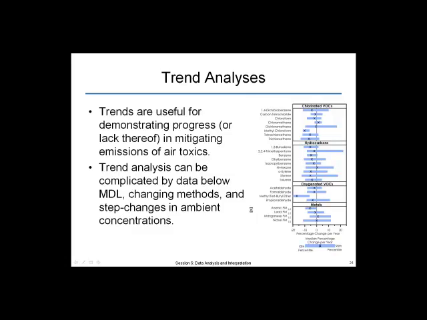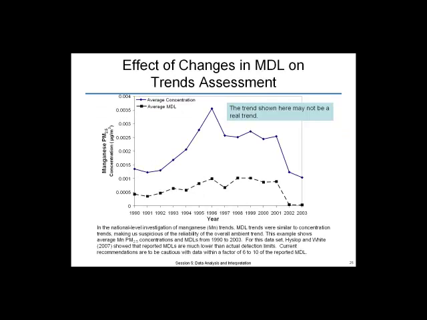Okay, sorry. There we go. One of the things that came out of our trends analysis, however, was that you can't just look at your ambient data. You need to also look at the detection limit information that's available. As we were looking at some data, we came across this graphic showing manganese in particulate matter, PM2.5, the concentrations over the years. We happened to plot the average concentration and the average detection limit, and lo and behold, those two plots looked awfully similar.